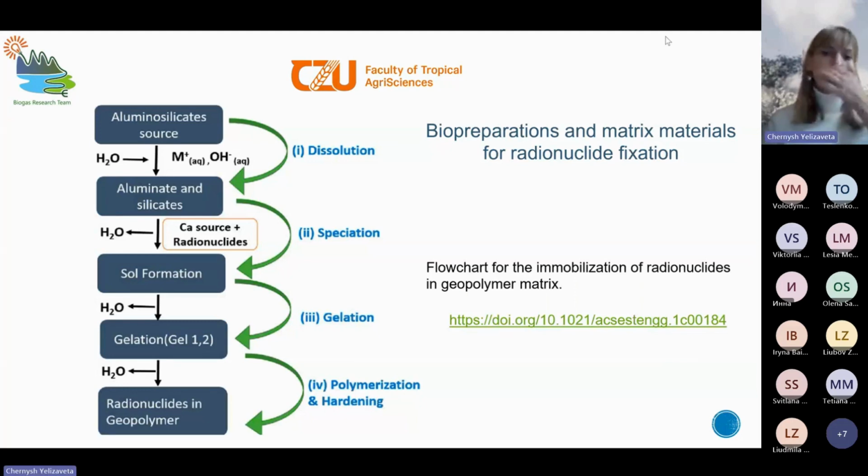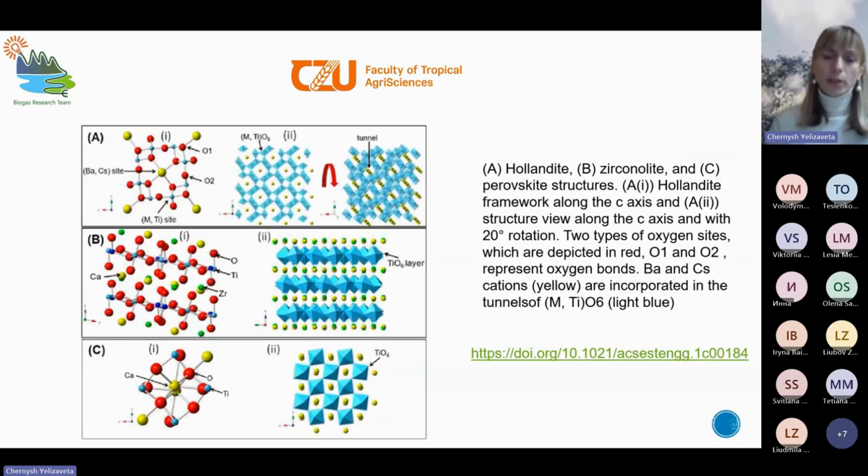Also, different types of matrix materials can be used for radiation fixing. And it's also important to combine biopreparation and matrix materials together for more stable fixing of radionuclides. A lot of different types of materials are used for this, and a lot of research focuses on how the structures impact absorption, activities, and so on.